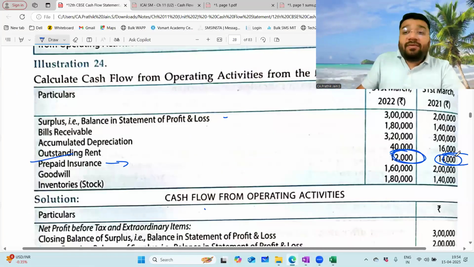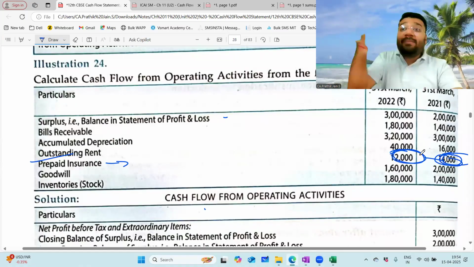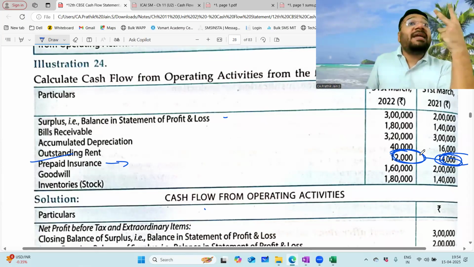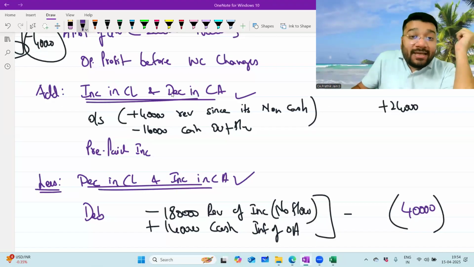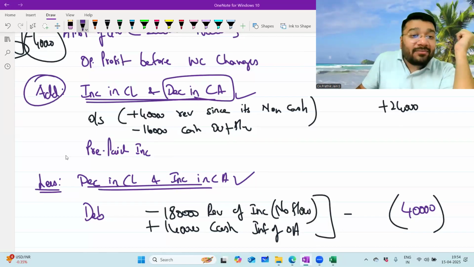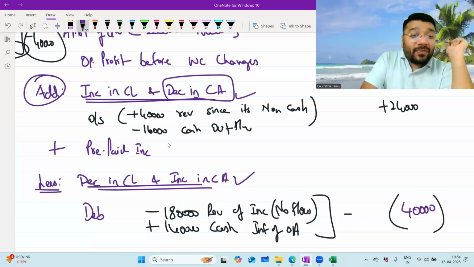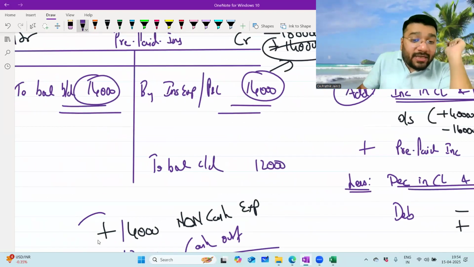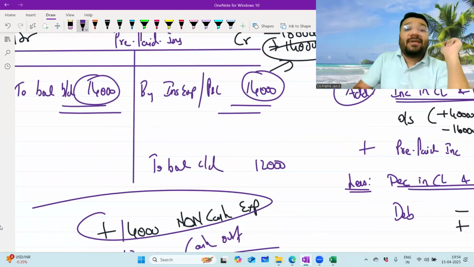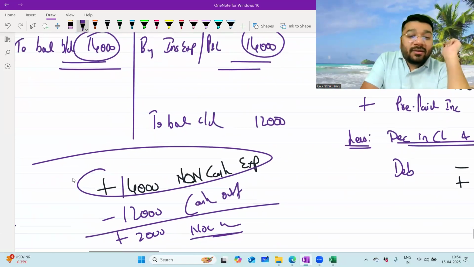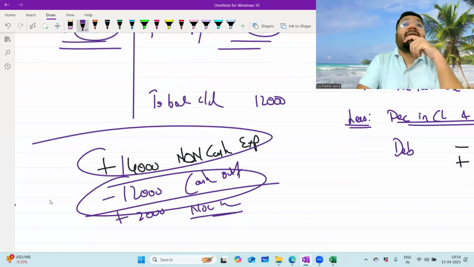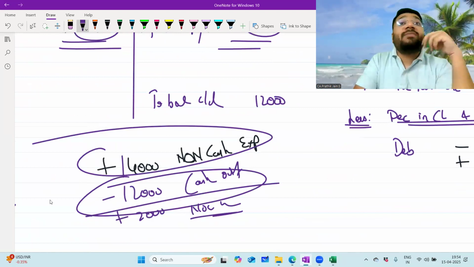Prepaid insurance asset from 14 became 12. Increase or decrease? It decreased by 2,000. So for a decrease in a current asset, we have to add. Hence added. But what is the logic actually? In that 14,000 rupees we are adding because it is non-cash. And 12,000 we are subtracting because this is cash outflow. So what is my net flow? 2,000 rupees is my net flow.